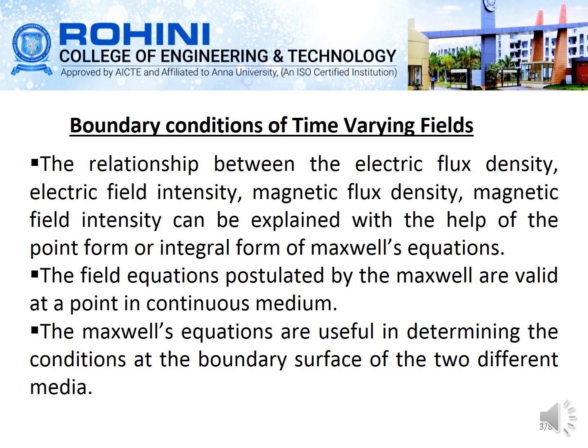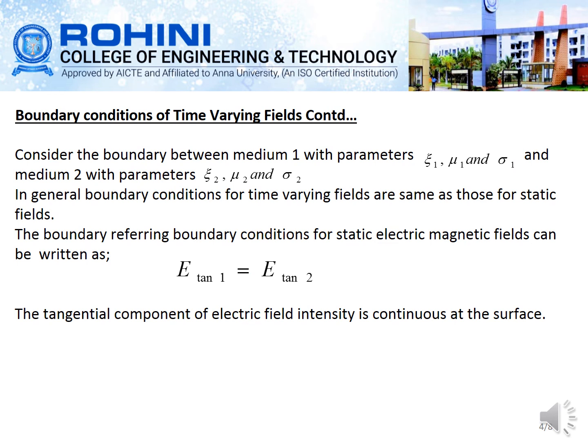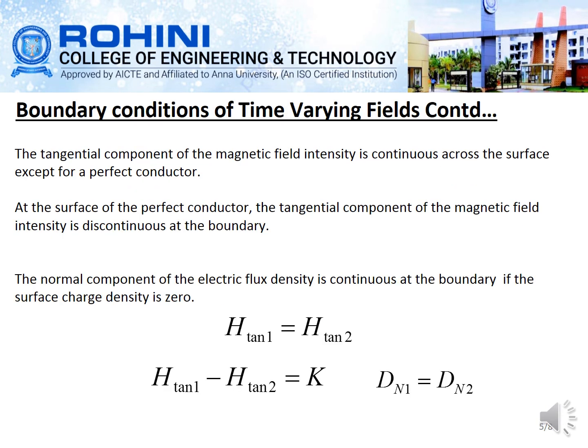In general, we can say that the boundary conditions for the time varying fields will be the same as those of the static field. This refers to the boundary conditions for the static electromagnetic field. The next one we can write is that the tangential component of the magnetic field intensity is continuous across the surface, so that we call it a perfect conductor. We can write the same equation in terms of the magnetic field intensity, that is H tan 1 equal to H tan 2.